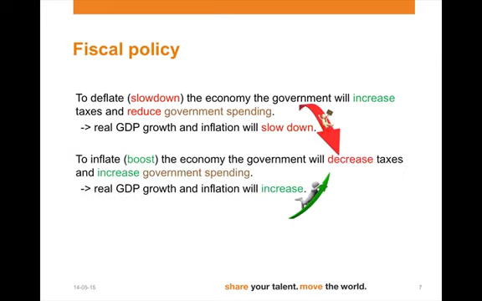On the opposite side, if the government wished to boost the economy, the government will decrease taxes and increase government spending, resulting in real GDP growth and inflation increase.